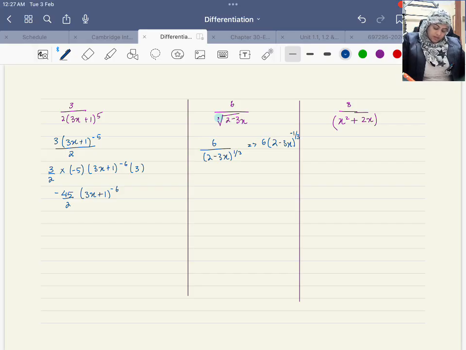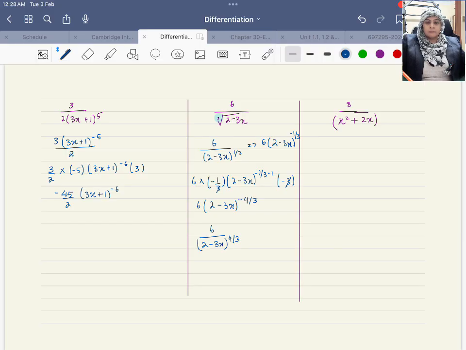Now we differentiate it. This is 6 into power minus 1 upon 3 into 2 minus 3x power minus 1 upon 3 minus 1, and the differential of 2 minus 3x is minus 3, right? This minus 3, this 3 cancels, minus minus becomes plus. So we have 6 bracket 2 minus 3x to the power minus 4 upon 3, or we can write 6 upon 2 minus 3x to the power 4 upon 3, right? Okay, let's move on to this one.